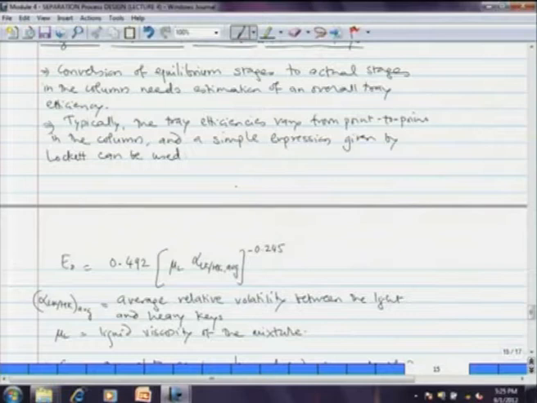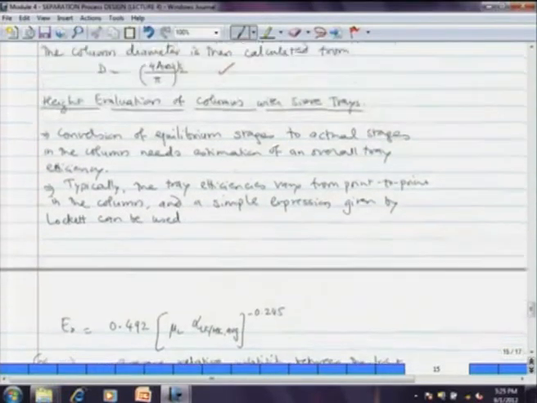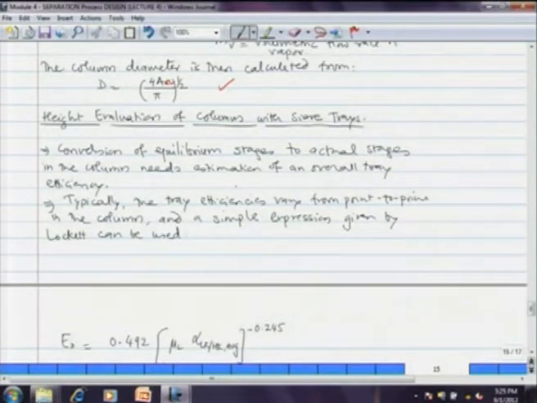Conversion of equilibrium stages to actual stages in the column needs estimation of overall tray efficiency. A few moments before, we saw how the theoretical number of plates can be determined by different methods, whether it is the Smoker method or the FUG method, Fenske, Underwood, Gilliland method, but those are theoretical number of stages. To get the actual number of stages, you have to determine the tray efficiency.